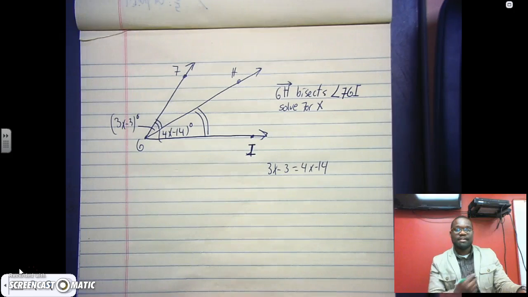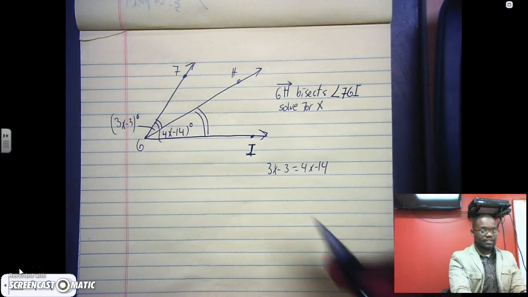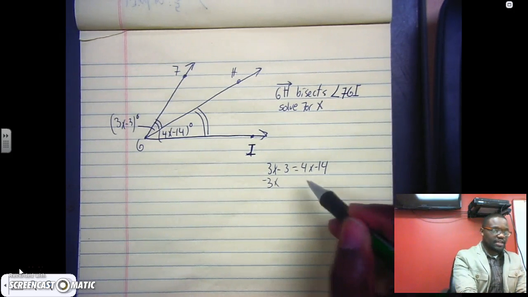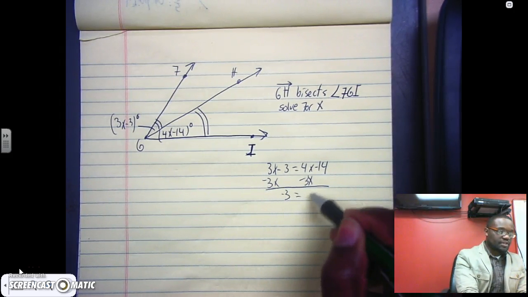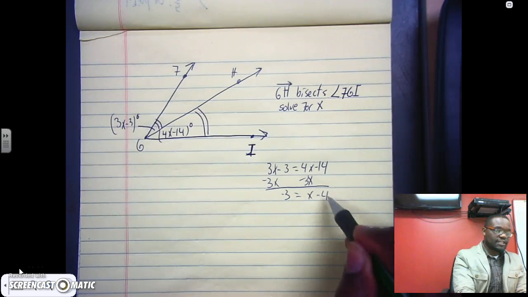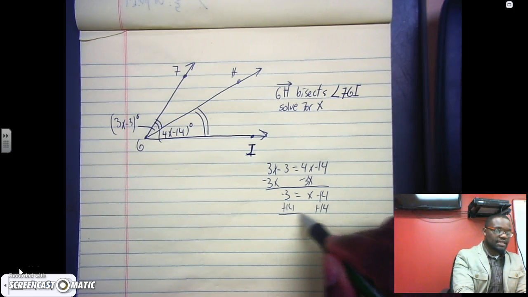Okay? So now I have an equation that I can solve for x. I'm going to subtract 3x. I always move the smallest number out of the two. So that's negative 3 equals x minus 14. So I'm going to add 14 to both sides, and I get that x equals 11.